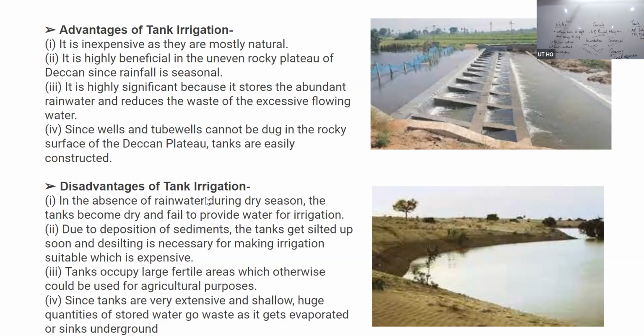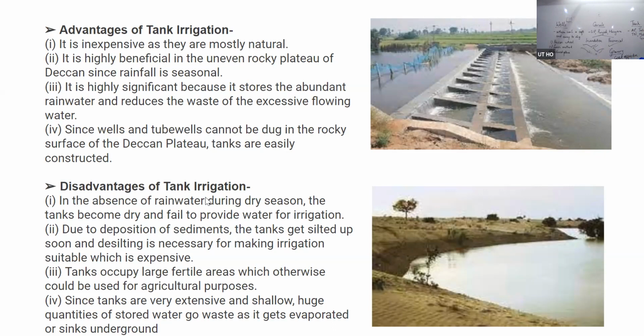If there is any point which you are not coming across, you can add. It is highly significant because it stores the abundant rainwater and reduces the waste of excessive flowing water. Abundant rainwater means extra rainwater which would have otherwise gone waste. That is now being collected over here. Since wells and tube wells cannot be dug in the rocky surface of the Deccan Plateau, tanks are easily constructed.